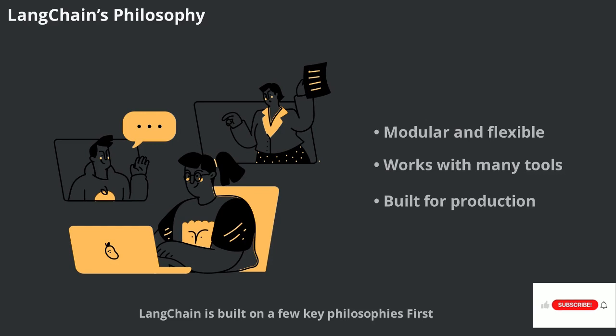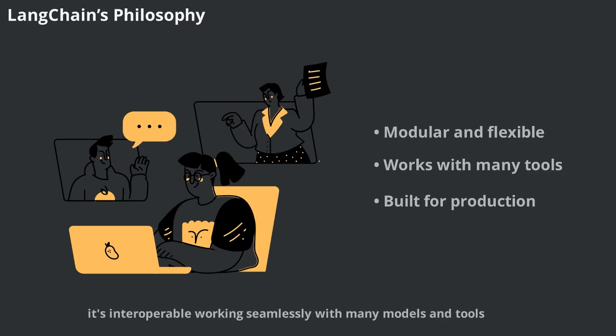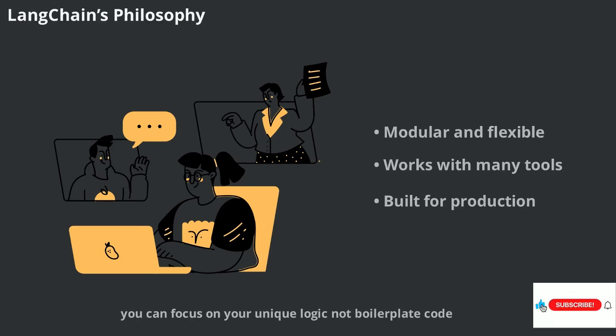LangChain is built on a few key philosophies. First, it's modular: use only what you need, nothing more. Second, it's interoperable, working seamlessly with many models and tools. Third, it's production-ready, designed for real-world applications, not just experiments. Finally, it's community-driven, with a vibrant ecosystem of contributors and extensions. The big idea? Make building complex AI applications as easy as building modern web apps. With LangChain, you can focus on your unique logic, not boilerplate code.